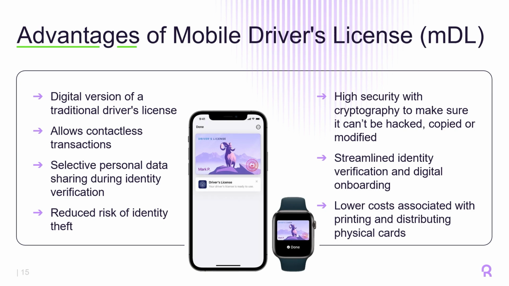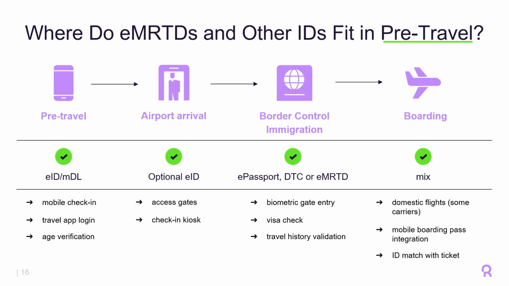Let's walk through how different types of identity documents are used through the air travel journey, from pre-travel all the way to boarding. Starting with pre-travel, this is where EIDs and mobile driver's licenses can help with things like mobile check-in, logging into the airline apps, or verifying your identity before arriving at the airport. These are not ICAO-regulated processes. That means there is more flexibility. Airlines or service providers may choose to accept national-level IDs.